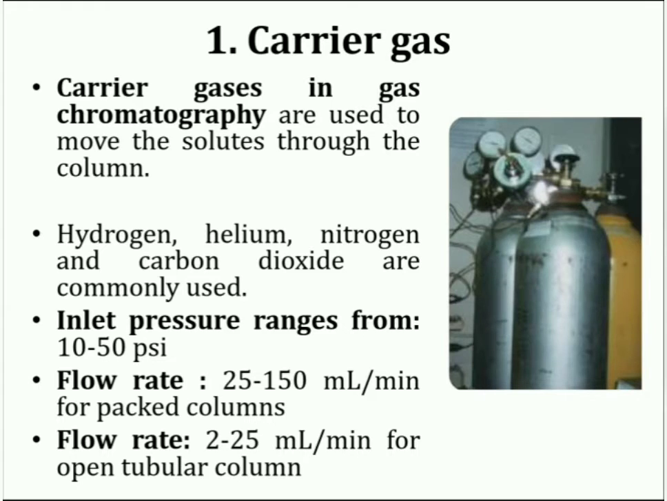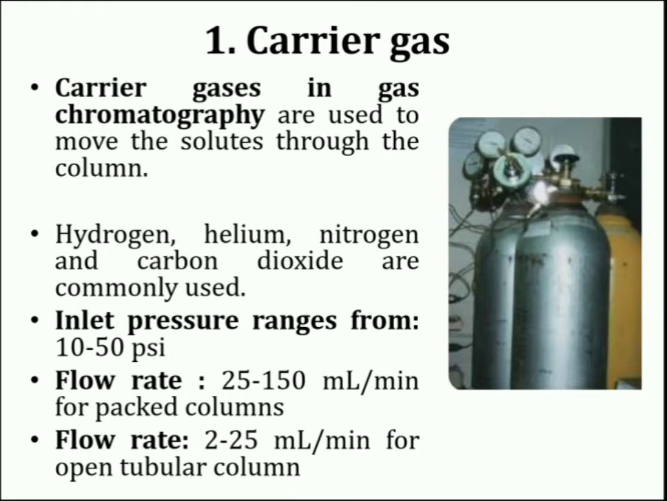So the first part of the instrument includes the carrier gas and carrier gas cylinder. Carrier gases in gas chromatography are used to move the solutes through the column. Here in this diagram you can see a carrier gas cylinder.